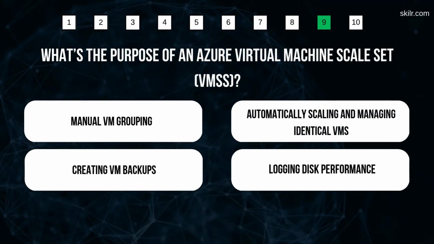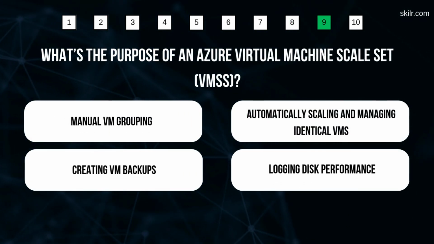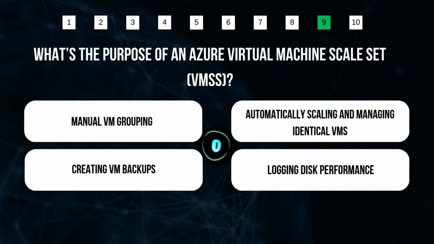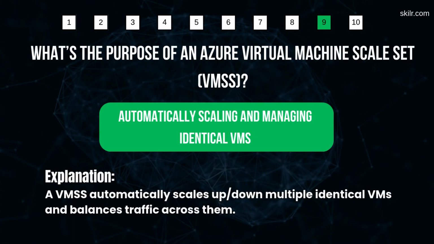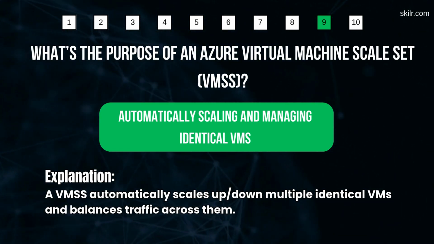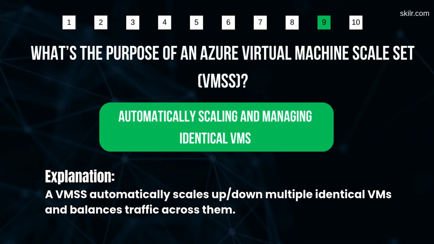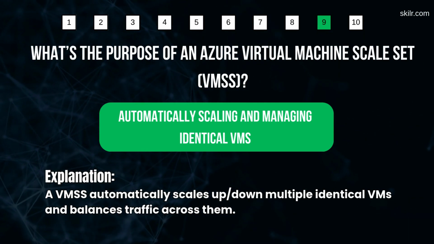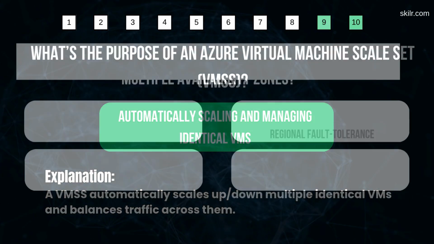Question 9. What's the purpose of an Azure Virtual Machine Scale Set, VMSS? The correct answer is automatically scaling and managing identical VMs. A VMSS automatically scales up/down multiple identical VMs and balances traffic across them.